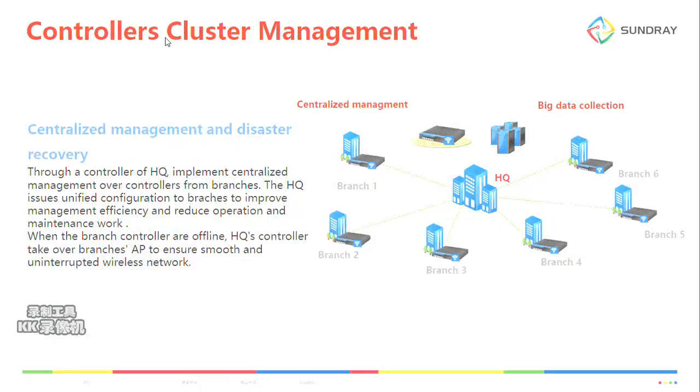And for the cluster management, this is also centralized management. If, for example, there is already a built-up network with branches 1, 2, 3, 4, 5, but you want to add one new branch, you just need to join the new branch controller to the centralized management of the headquarters controller. So it will automatically distribute the configurations like SSID and access control policies to the new controller. So it's very easy to extend new branches.